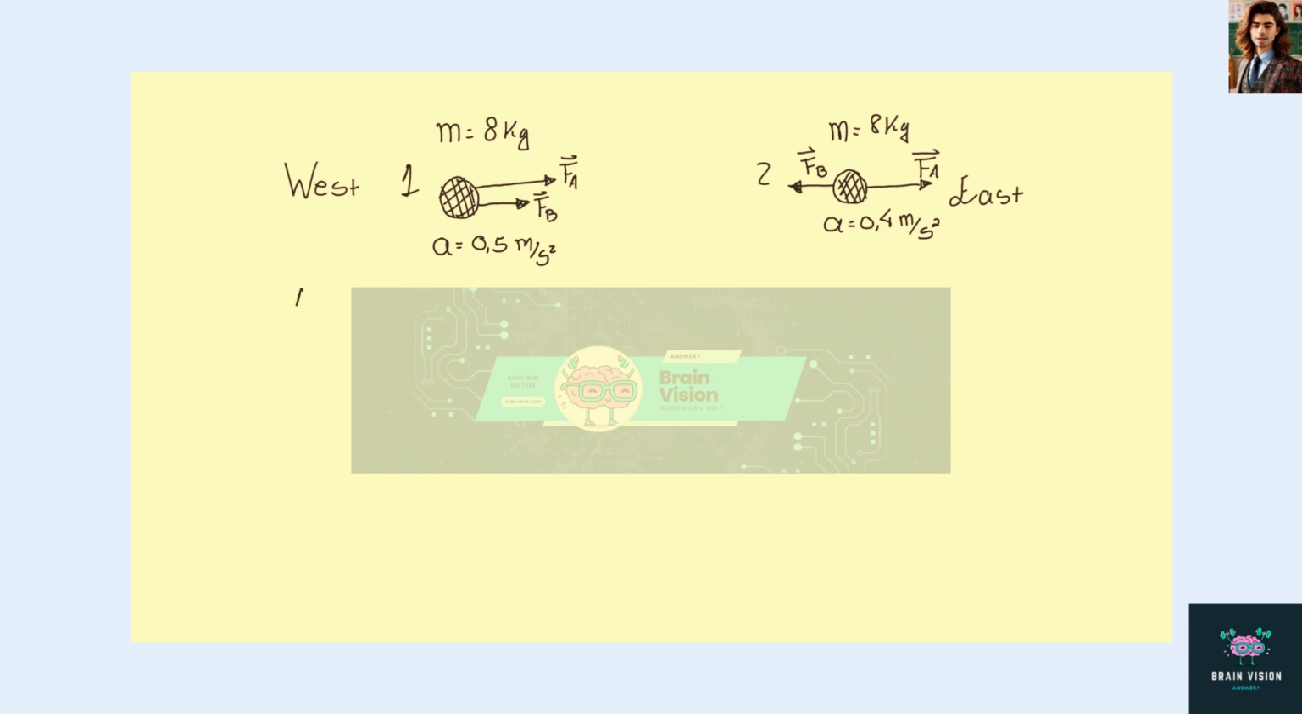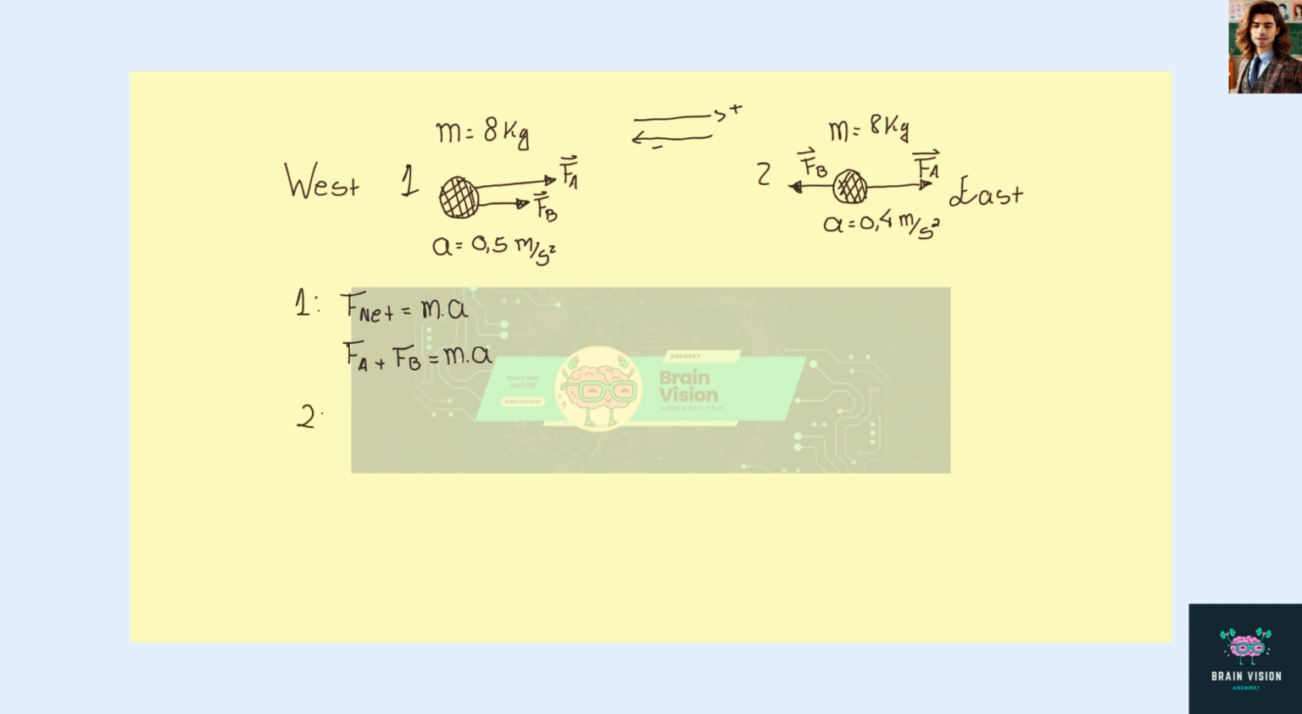To begin this question, we can apply Newton's second law in both situations. For the first situation, Newton's second law tells us that the net force is equal to the object's mass times the acceleration. The net force in this case is equal to Fa plus Fb. Note that I'm adopting that everything pointing towards the right is positive and everything pointing towards the left is negative. So here we have Fa plus Fb, and this is equal to the mass times the acceleration.